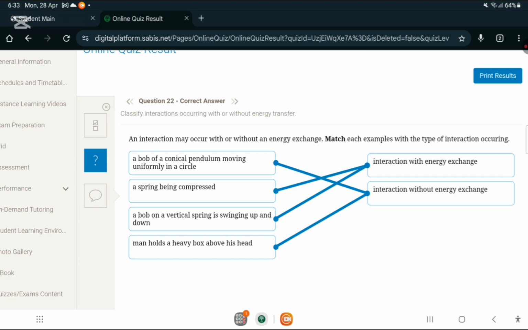A man holds a heavy box above his head. He's putting it on his head. He's not pushing it down or pushing it up. It's just on a surface. So there's no unbalanced force acting on it.